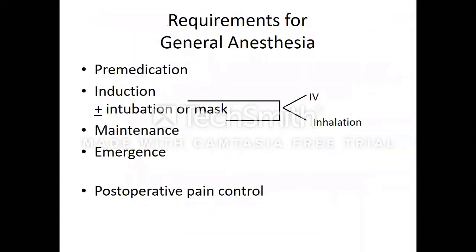Now, what are the different requirements of general anesthesia? When you are starting to give anesthesia to the patient, the first requirement is that you have to prepare the patient for anesthesia, so pre-medication. Second, you have to induce anesthesia, and for that you need a mask or intubation. You can induce it by IV or by some inhalation anesthetic, but most of the time induction is done by short-acting barbiturates, which are given intravenously.